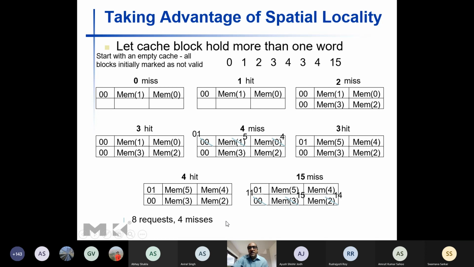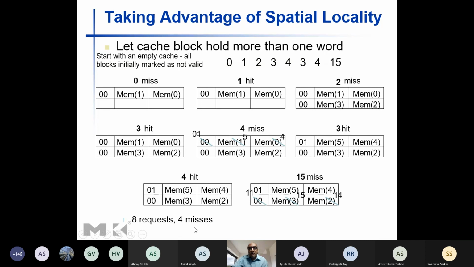So what it indicates is that if you have a cache, and in that cache you consider blocks with multiple words, then the miss rate will be decreased. Earlier we have seen that for 8 requests there were 6 misses. Whereas here, the change is that we use the same cache size, but the entry of the cache is managed by a block size of 2 words, whereas earlier it was a block size of 1 word. Because of that, earlier we had 6 misses, but here we have only 4 misses.